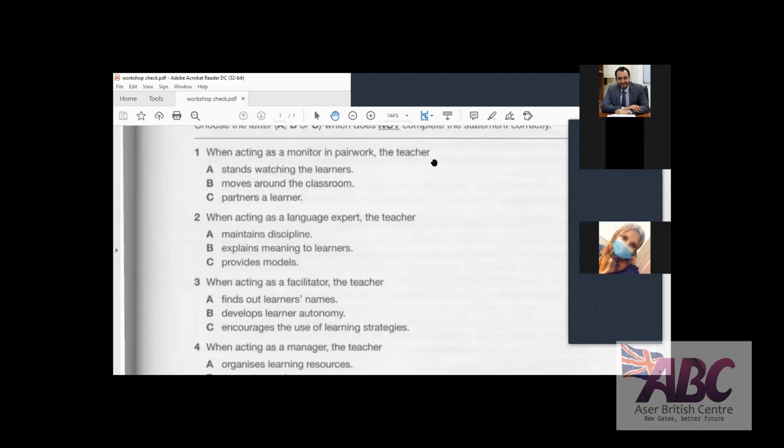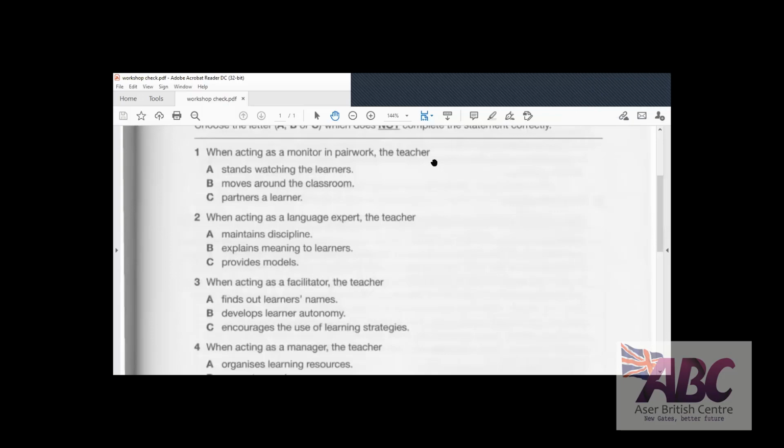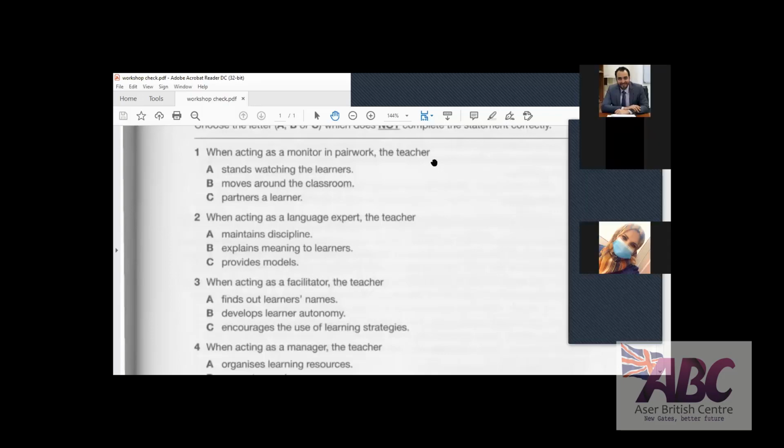B. Moves around the classroom? Yeah. So you, as a monitor, you don't move around your classroom. You stand at your position.